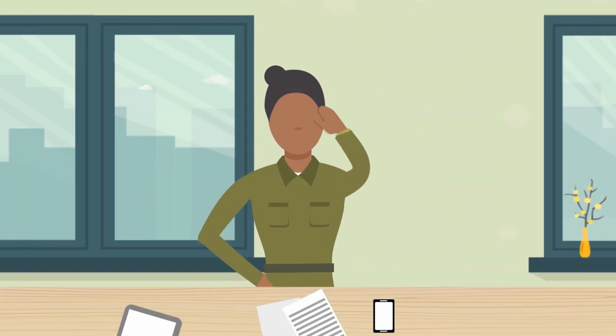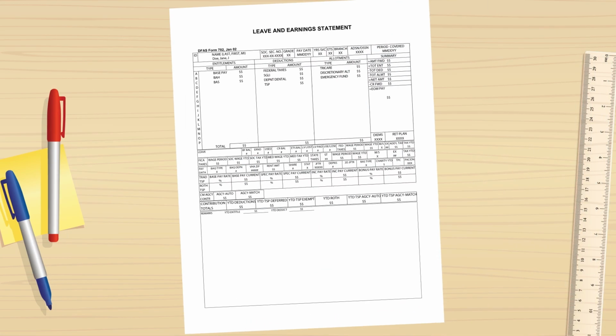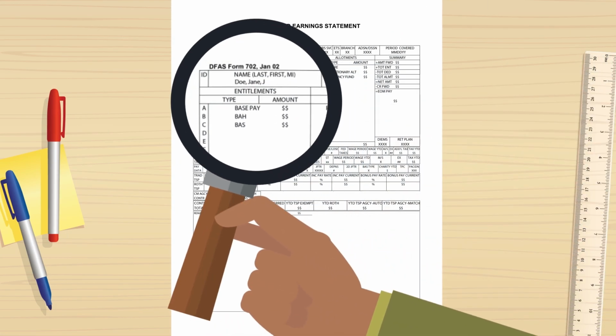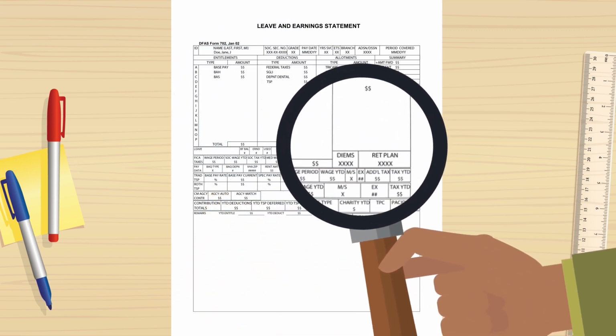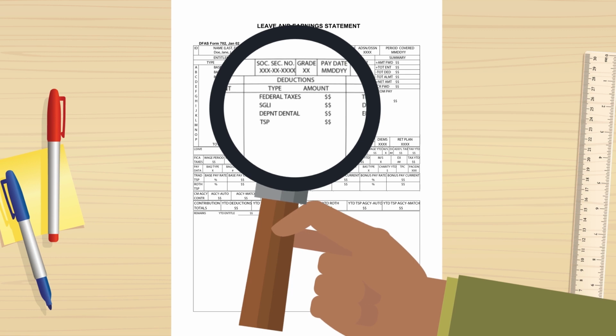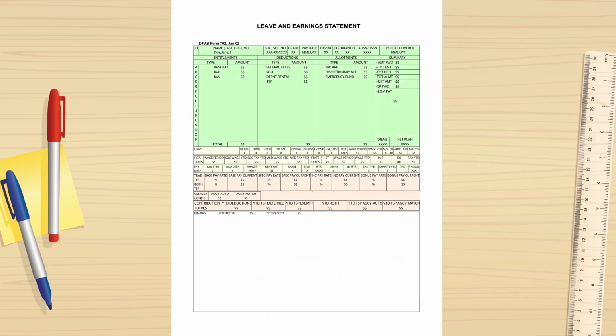Your monthly leave and earning statement, or LES for short, may seem like cryptic code, but investing a little time to decipher it can really pay off. This video will help you crack your LES. We'll provide an overview and flag some of the categories you'll want to watch each pay period. Please note that some of the categories we cover may not apply to you personally. For example, some categories will not apply to the National Guard or Reserve.